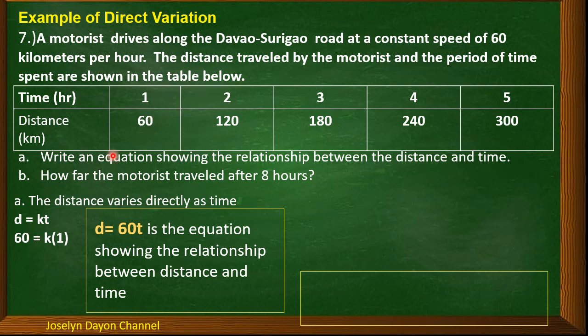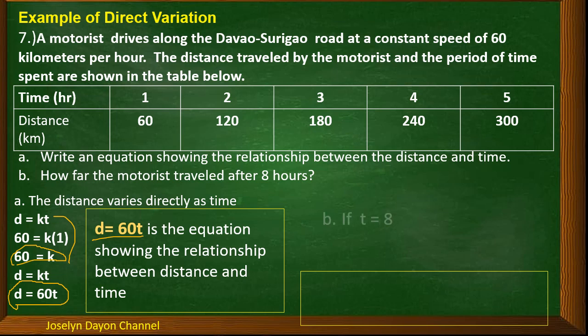So when the distance is 60, our T is 1. So we have 60 is equal to K times 1. Simplify, so we have 60 is equal to K. So we have now the value of K, which is equal to 60. Now go back to our equation. D equals KT. Substitute the value of K, which is 60. So we have D is equal to 60T. This is now the equation showing the relationship between distance and time.